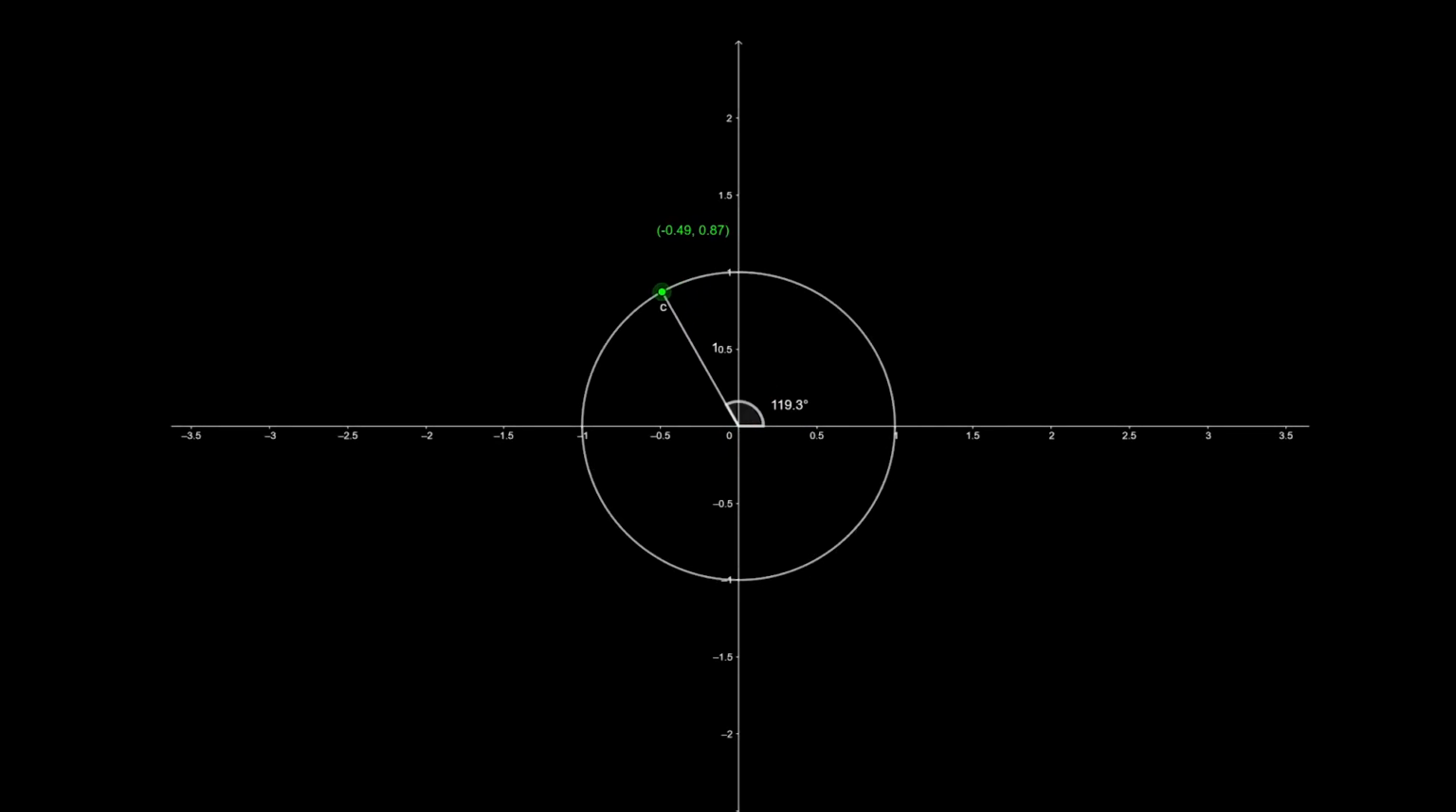A circle centered at the origin with a radius of 1 is called the unit circle, and its equation looks something like this. In a previous video, we've shown how every point on this unit circle gives us the values of cosine and sine for the corresponding angle theta, where the x-coordinate represents cosine of theta and the y-coordinate represents sine of theta. Therefore, we could rewrite this equation like this.